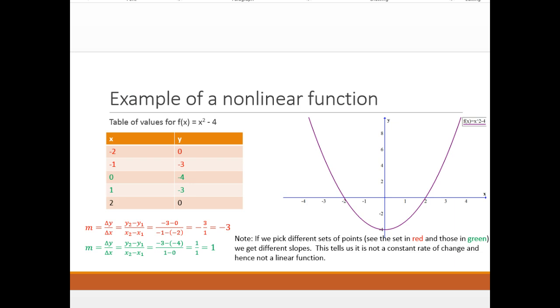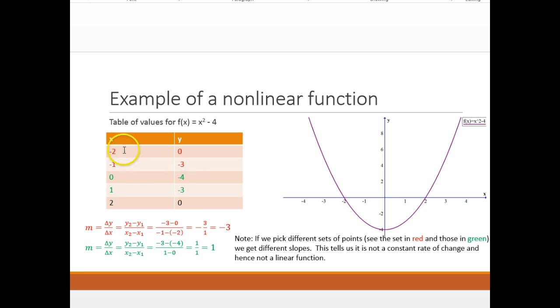We do have functions that are not linear. Here's an example of f of x equals x squared minus 4. A couple ways to tell they're not linear is, number one, they don't make a straight line. We clearly do not have a straight line here. We have what's called a parabola, which we will study later in future chapters.